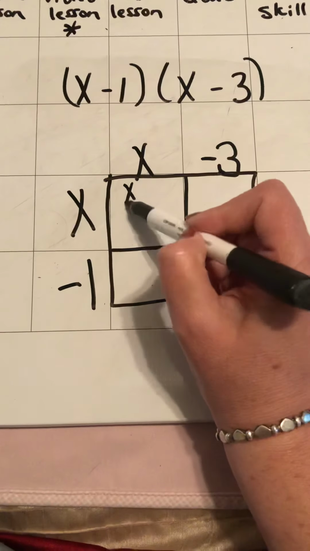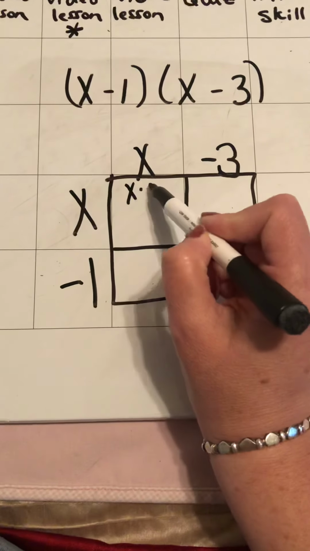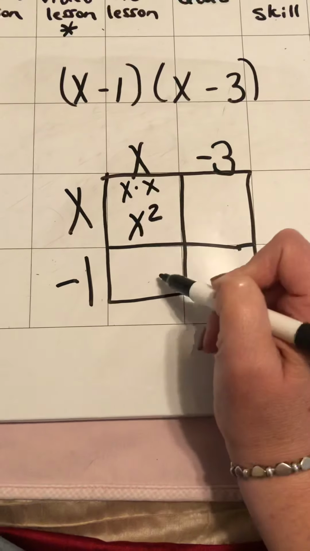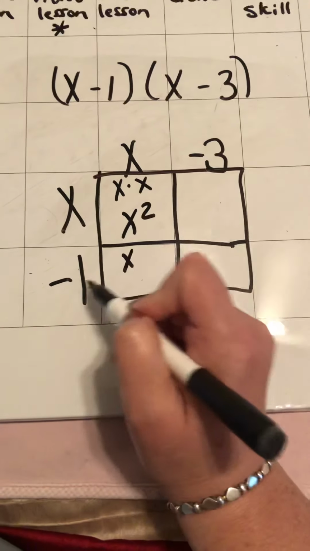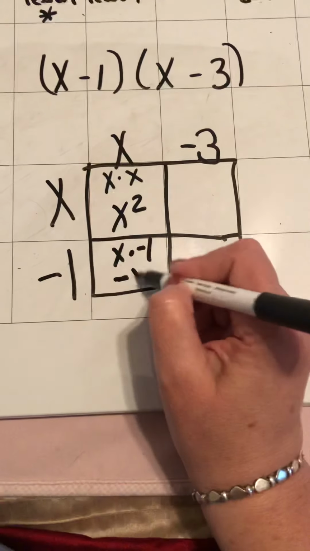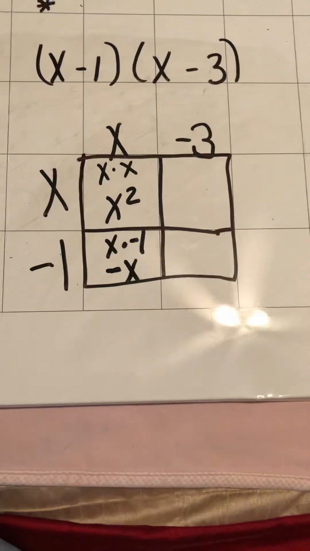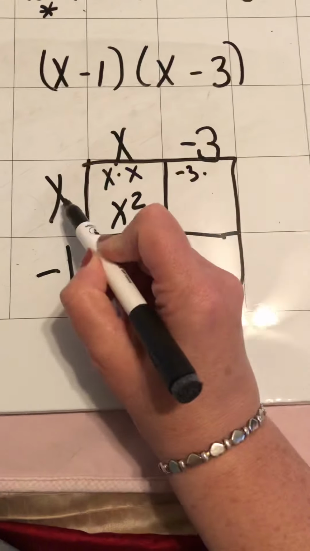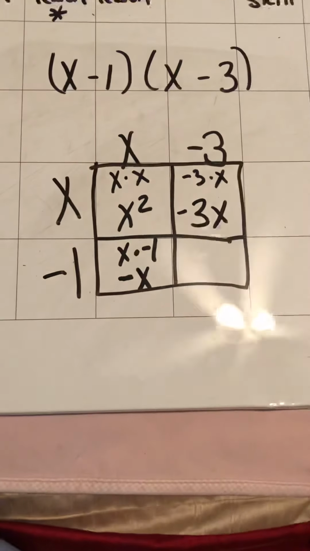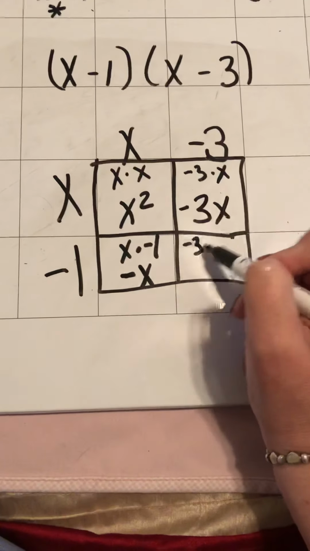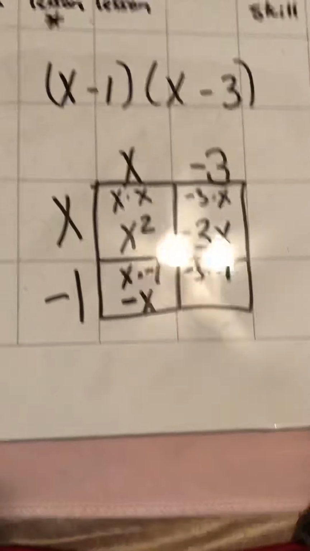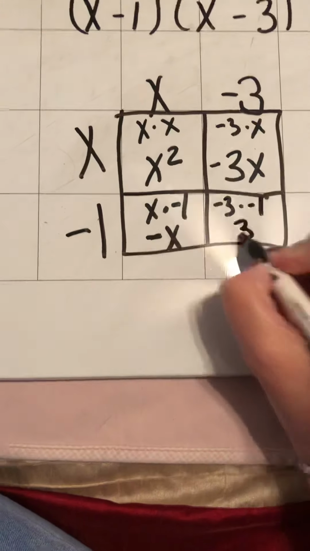So here's my x, bring down the x, bring over this x. X times x, x squared. This one here, bring down the x, bring over the negative 1. X times a negative 1, negative x. If you want to say negative 1x, you can do that way as well. Negative 3 times, come over with the x. Negative 3 times x is a negative 3x. Now, bring down the negative 3, bring over the negative 1. 2 negatives make a positive. So that just gives you 3.